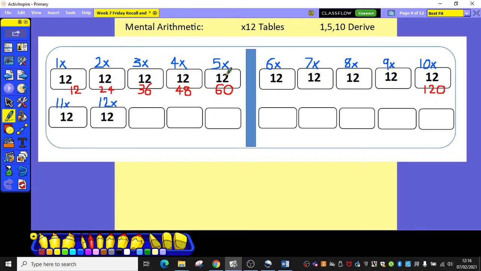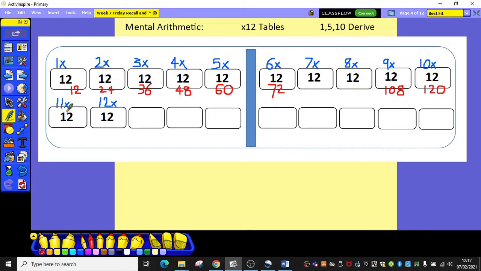So 12 more than 60 is 72 because 60 add 10 is 70. Add 2 more makes it 72. Equally, 12 less than 120 is going to be 108. 10 less than 120 is 110. Take away 2 more is 108.